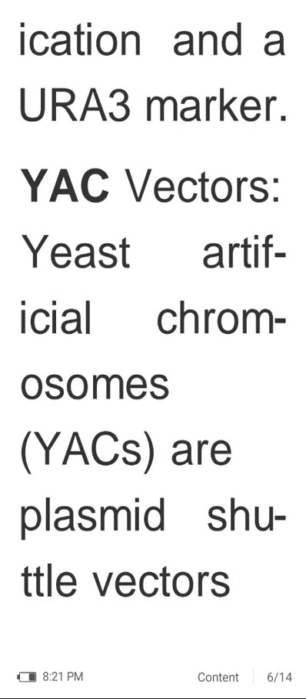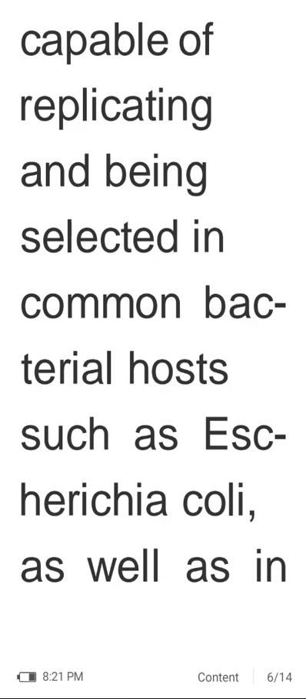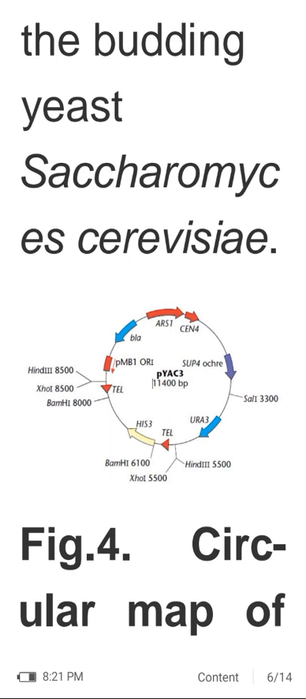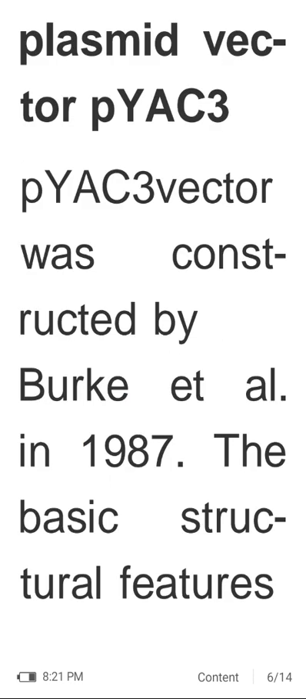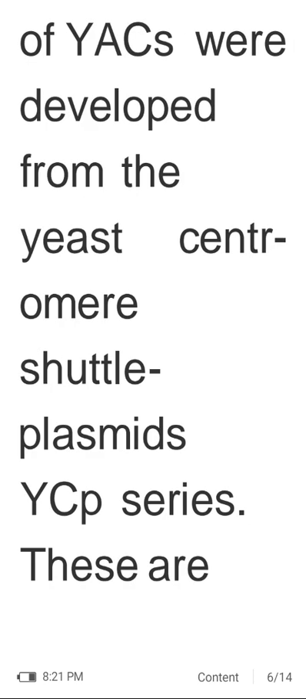YAC vectors, yeast artificial chromosomes, are plasmid shuttle vectors capable of replicating and being selected in common bacterial hosts such as Escherichia coli as well as in the budding yeast Saccharomyces cerevisiae. Circular map of plasmid vector pYAC3. pYAC3 vector was constructed by Burke et al. in 1987. The basic structural features of YAC were developed from the yeast centromere shuttle plasmids, the YCp series.